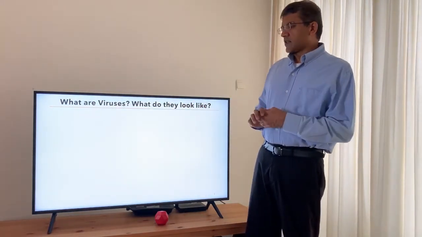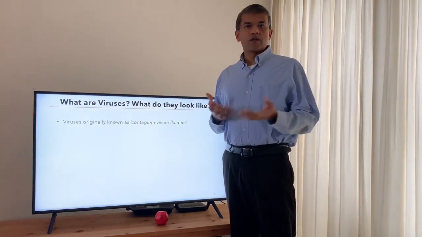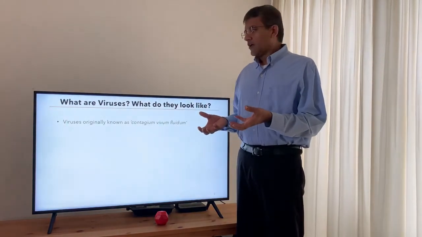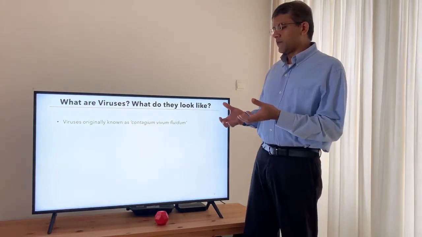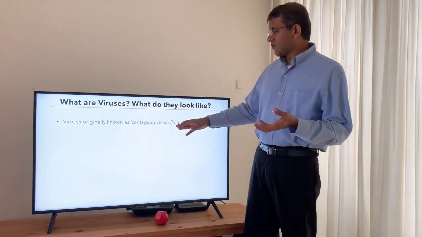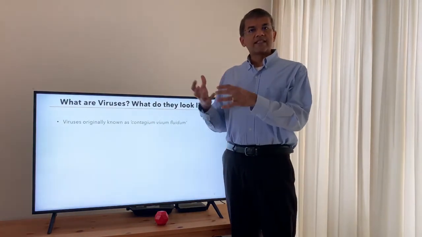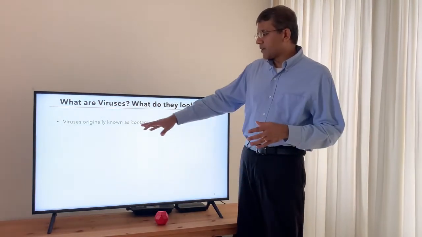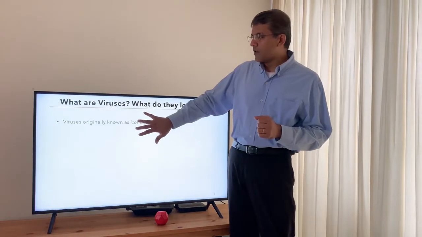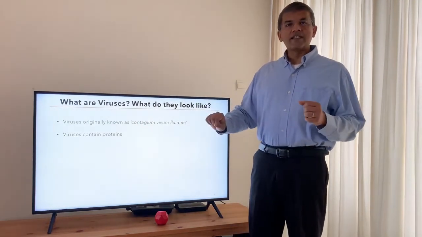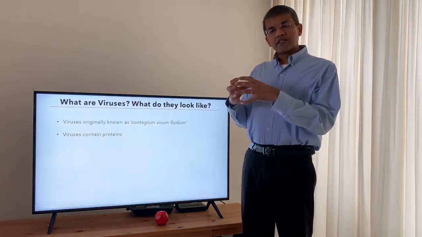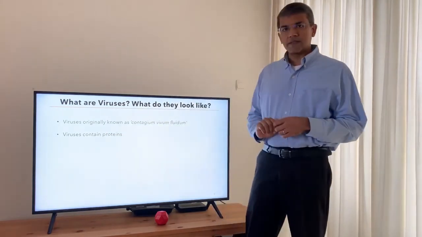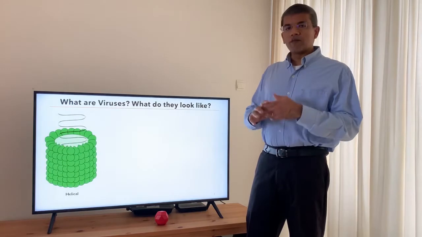So what are viruses? And the first question would be, what do they look like? For a long time, because they're so small and not visible to the naked eye, viruses were not known directly, but they were known as contagium vivum fluidum. So it was recognized that something in the infected patient's fluids was highly contagious. And so that's what was known about viruses. But in the early 1900s, it was found that these viruses were actually physical particles and that they contained proteins.